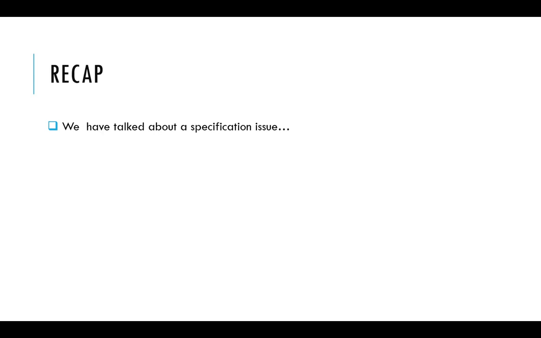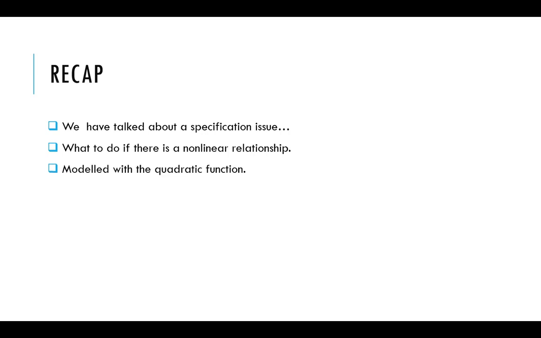So again, let's recap. We've talked about the specification issue related to nonlinearity. What do you do if you think there might be a non-linear relationship? And there's lots of places where we might expect nonlinearity. We've said we have to model that with a quadratic function. Remember, this requires both the linear and the quadratic form of the variable to be in the model together. And this is what people forget. You can't just drop that first part in lieu of having only the quadratic part. You've got to have them both.